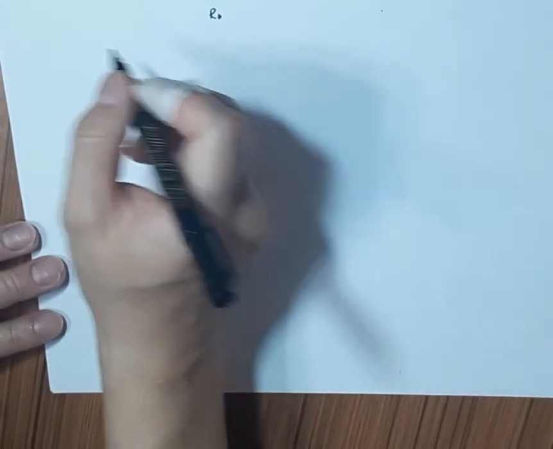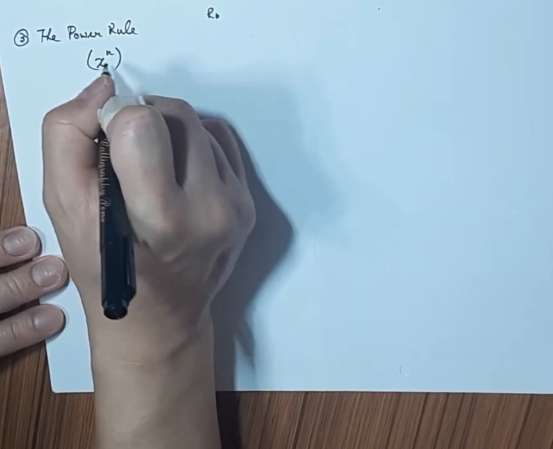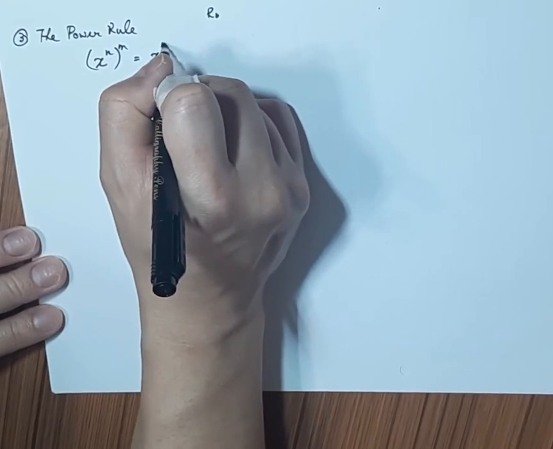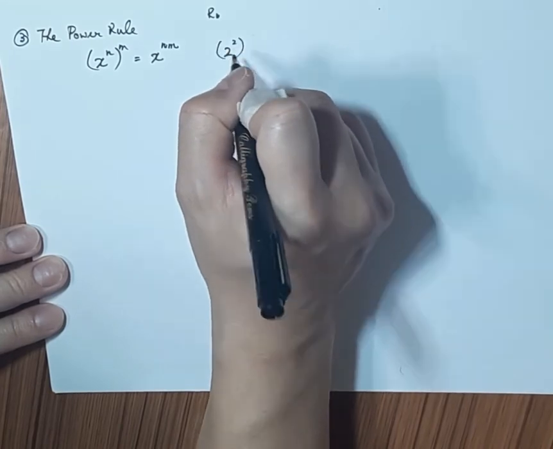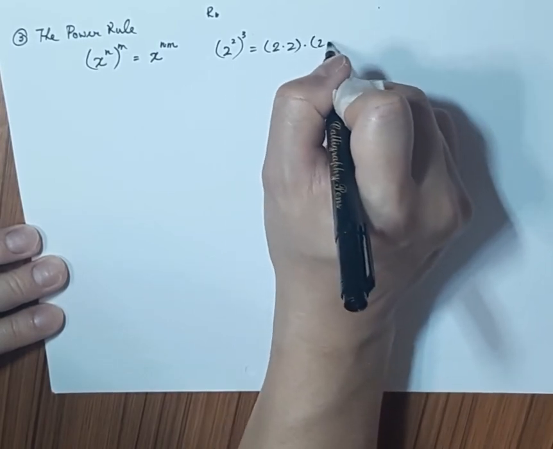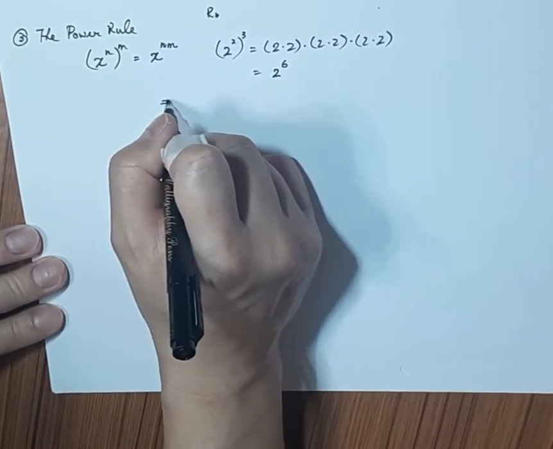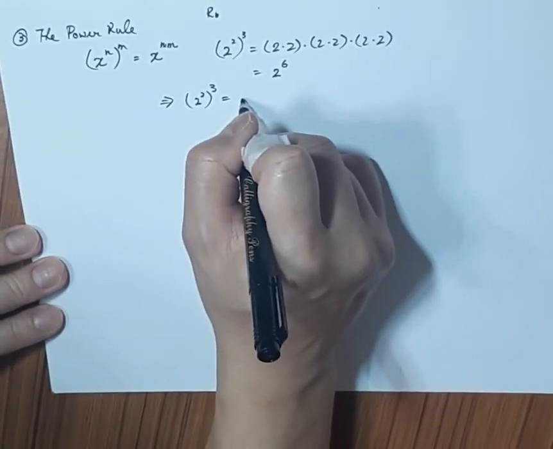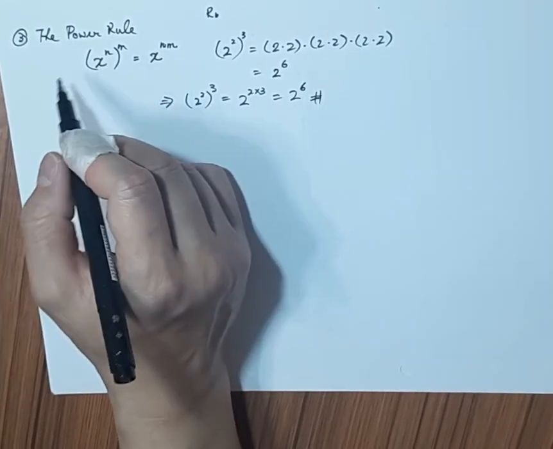Okay, we go to the third rule, the power rule. If we have x to the power of n, all together to the power of m, it is equal to x to the power of n multiplied by m. Let's see an example. If we have 2 to the power of 2, all together to the power of 3, we have 2 times 2 multiplied by 2 times 2, 3 times. We get 2 to the power of 6. We have proved that 2 to the power of 2, all together to the power of 3, is equal to 2 to the power of 2 times 3, equal to 2 to the power of 6. And this is called the power rule.